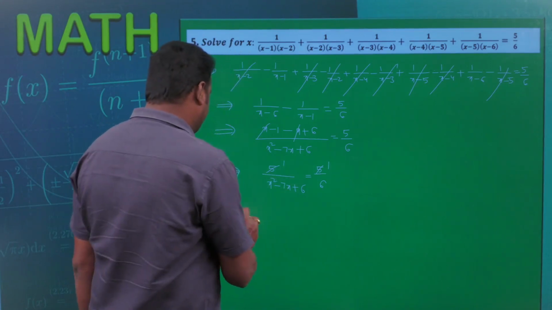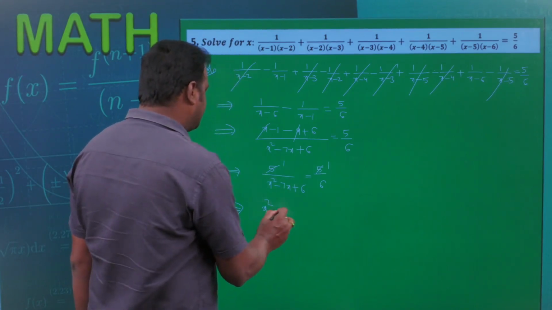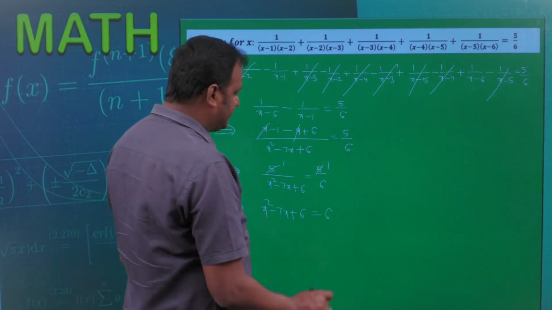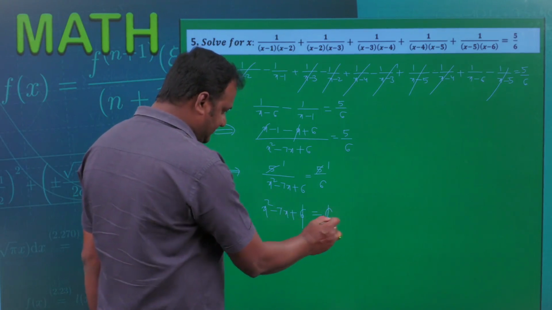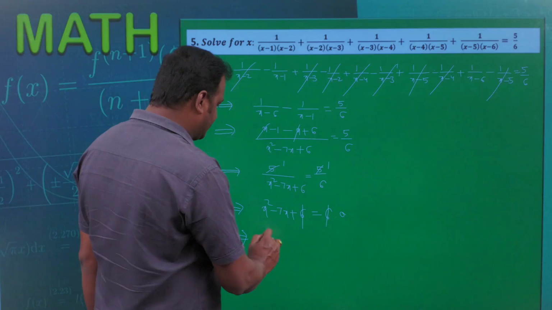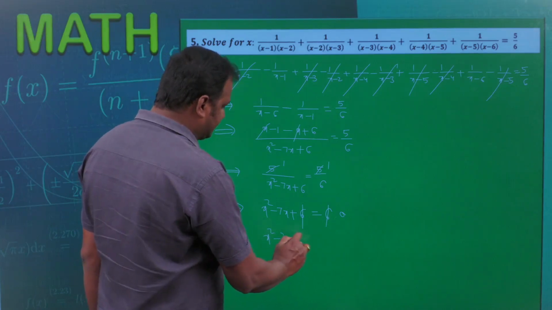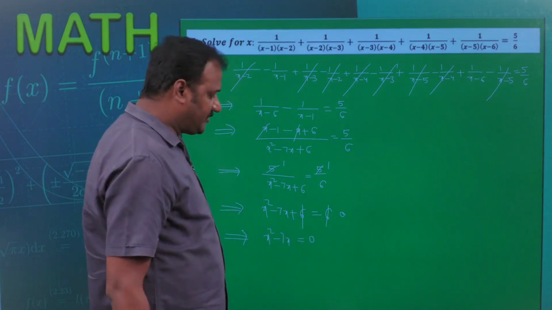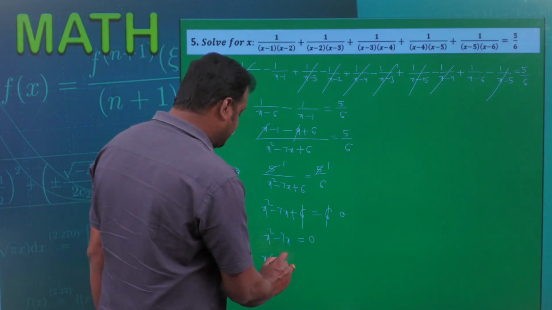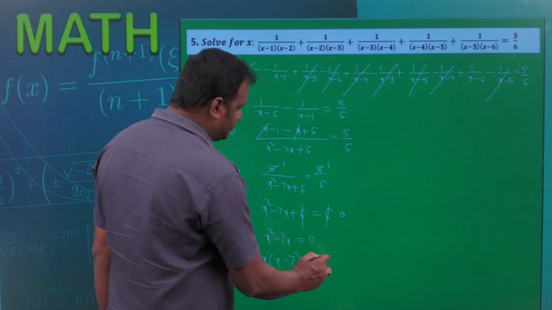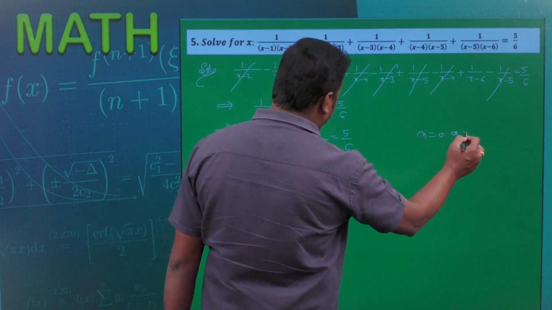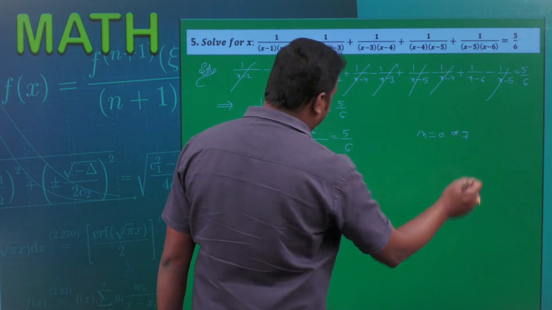By cross multiplication, you get x square minus 7x plus 6 is equal to 6. Again 6 and 6 get cancelled, left with 0. That implies x square minus 7x is equal to 0. Since the product of two terms is equal to 0, either the first term is equal to 0, that is x into x minus 7 equal to 0. Therefore, the value of x is equal to 0 or 7. But is x equal to 0 possible?